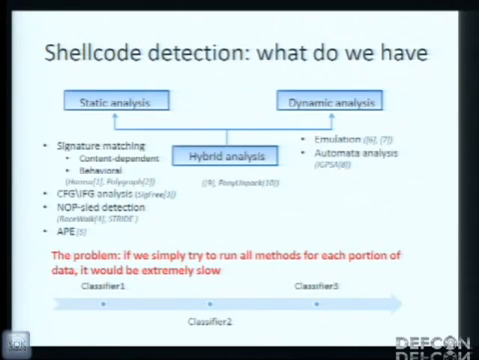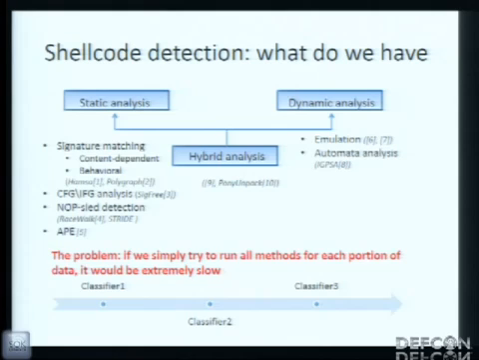Okay, what do we have among shellcode detection methods? Mostly it exists in research papers only. If someone knows available open source tools, you can tell me. I would be very happy. As for tools described in research papers, we can divide them into three classes. There are static analysis methods, dynamic analysis methods, and hybrid also.